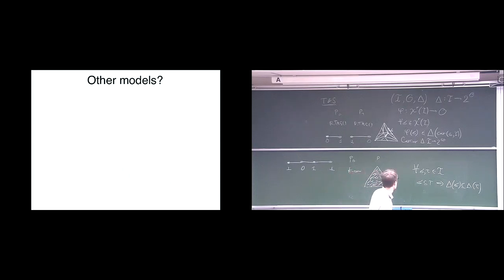And then naturally you have all kinds of other models. K-concurrency is easy because it's symmetric. It doesn't really matter.